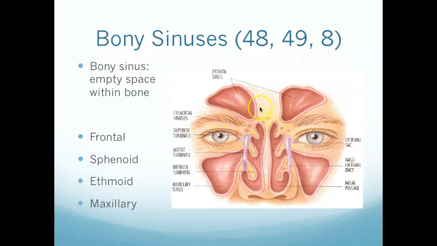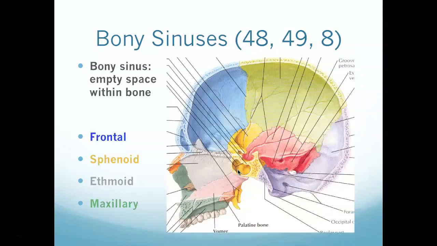We have your ethmoidal sinus over here. They're more like air cells. They're little pockets of bony sinuses. And then we have your maxillary sinus, which is the largest of all the sinuses, and it sits within your maxilla, which would be above your upper teeth. So sometimes when you have some pain within your teeth, it's an issue with your maxillary sinus.